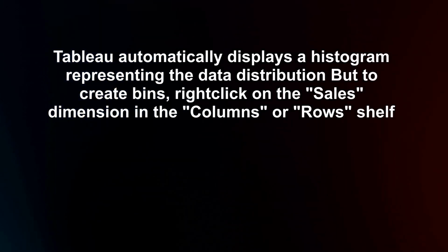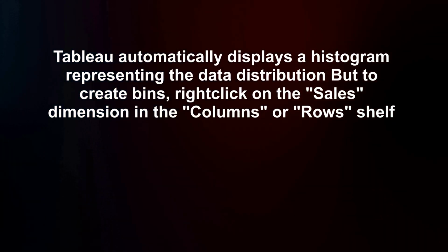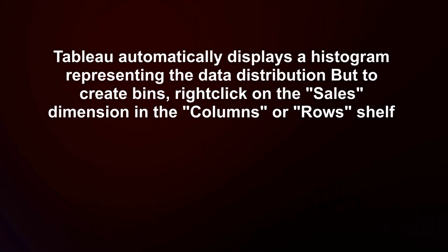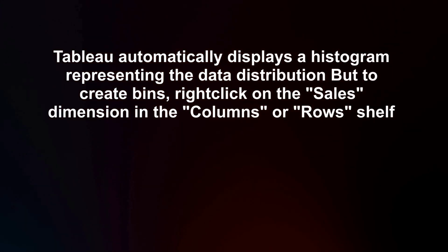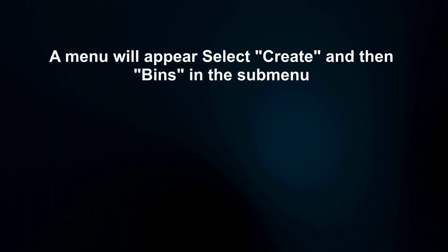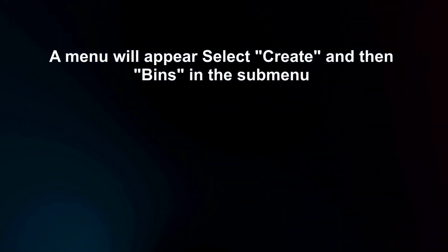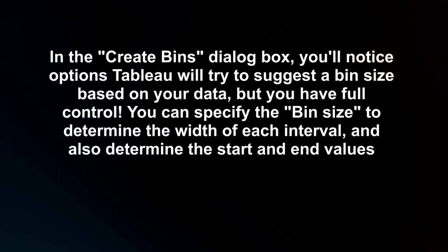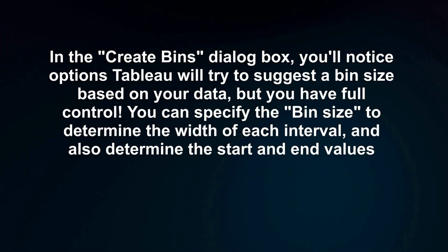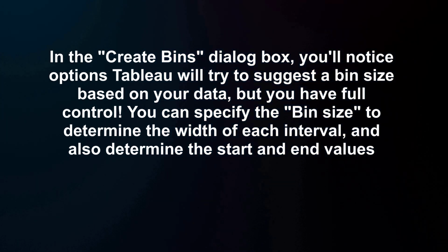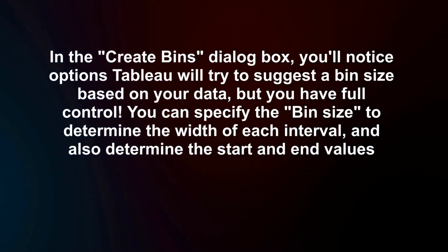Tableau automatically displays a histogram representing the data distribution, but to create bins, right-click on the sales dimension in the columns or rows shelf. A menu will appear. Select Create and then Bins in the submenu. In the Create Bins dialog box, you'll notice options. Tableau will try to suggest a bin size based on your data, but you have full control.